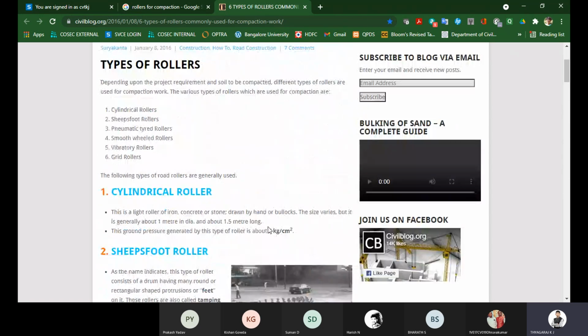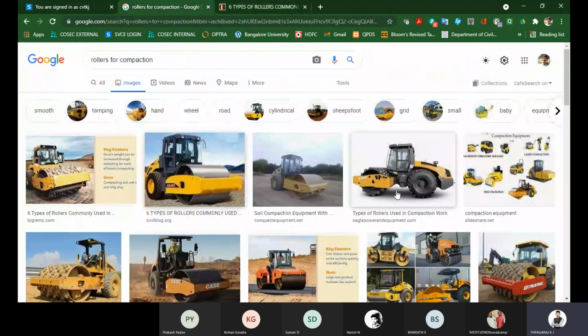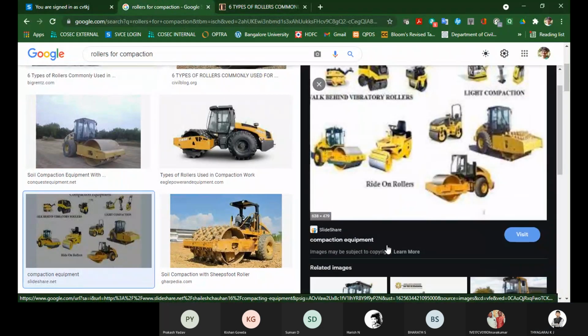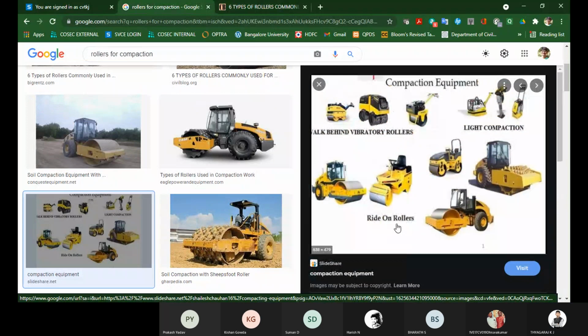Wait a minute, not able to see the cylindrical rollers. Okay, you can observe here the small rollers, which are hand rollers.